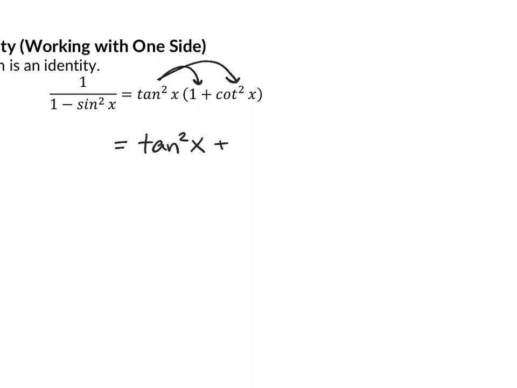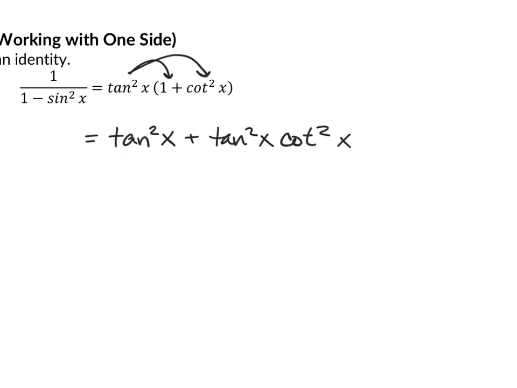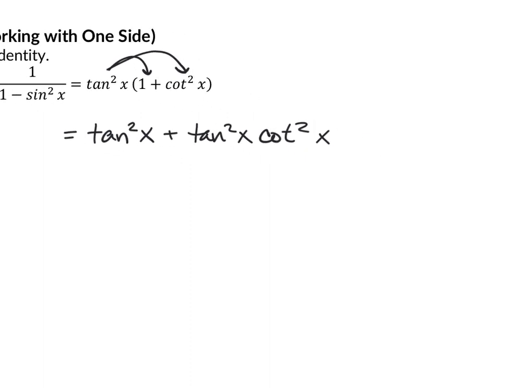Tangent squared of x plus tangent squared of x, cotangent squared of x. So what did we do that step? We just distributed. What's nice about writing the proof is that when you go back and look at your notes and you're like, what did I do here? You already have it written. You literally wrote down the word of what we did.